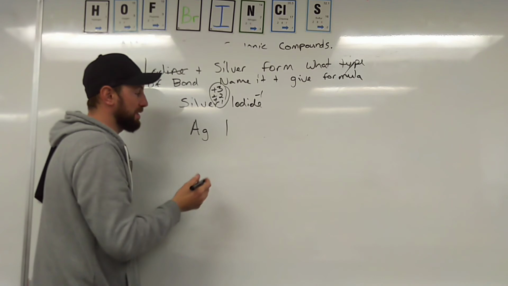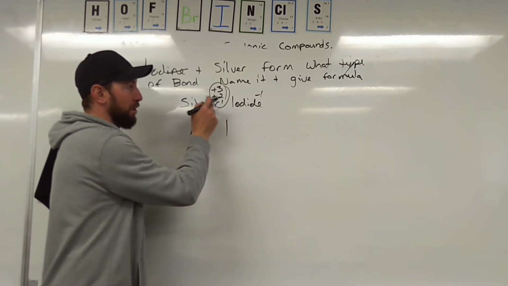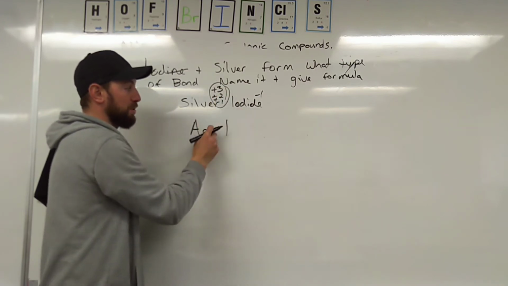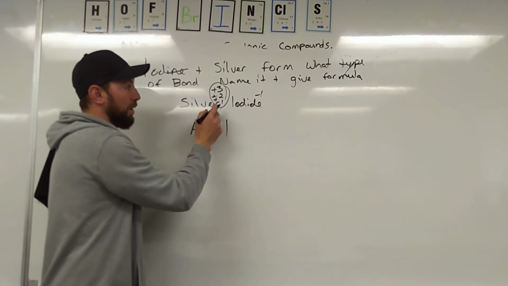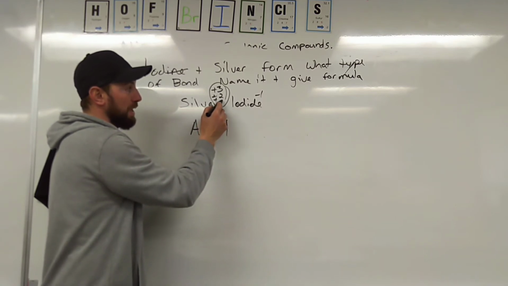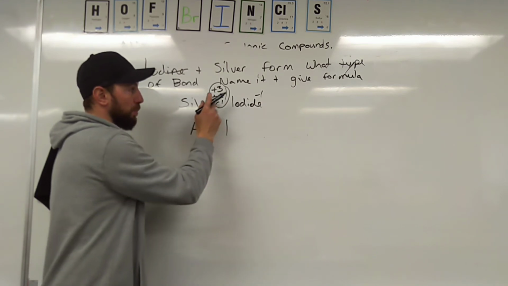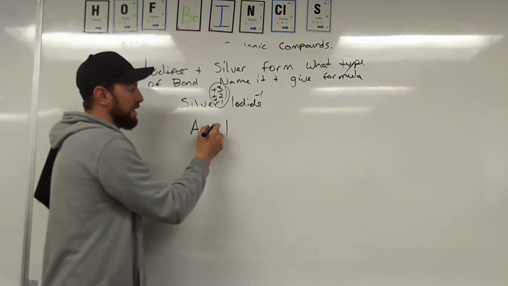Now, as soon as you have multiple charges like this, you need to specify it. And how you specify it is with Roman numerals. Okay? Transition metals, crazy cousins with multiple charges. If it has multiple ones, you have to tell me which one it is. Now, if it's 1 only, you don't need to do that. Okay? But if it was +2, then it would be Ag1.